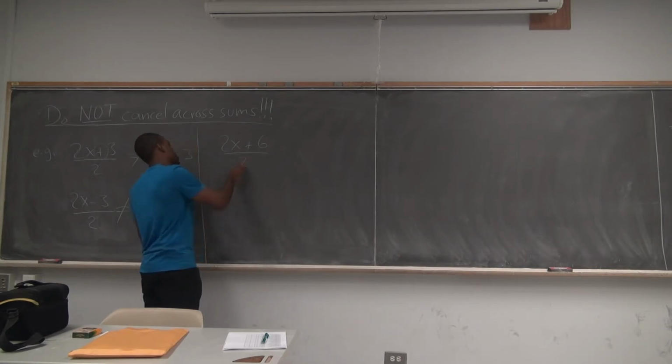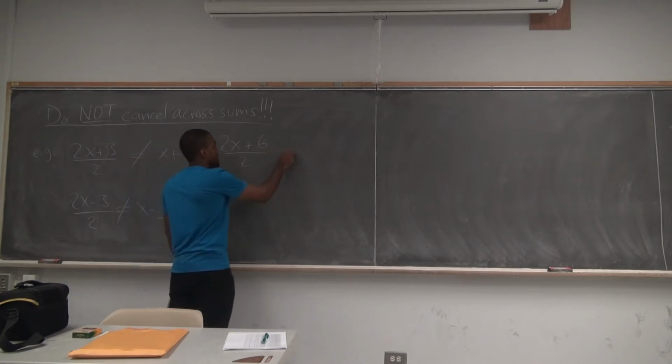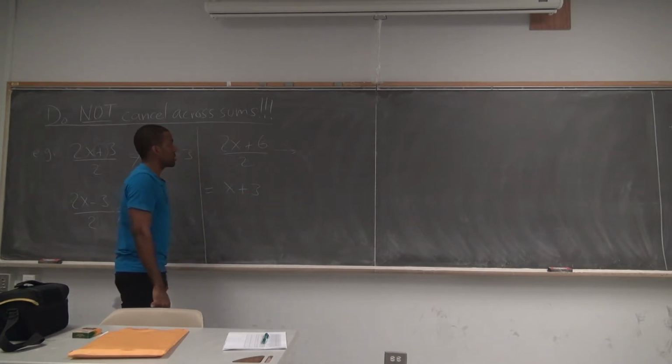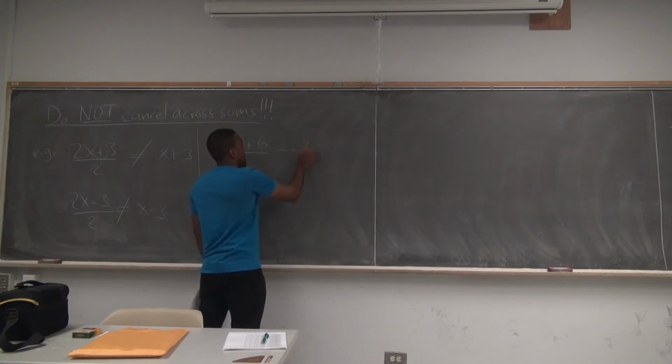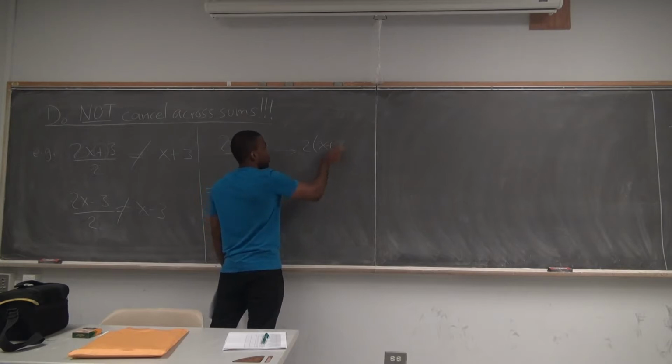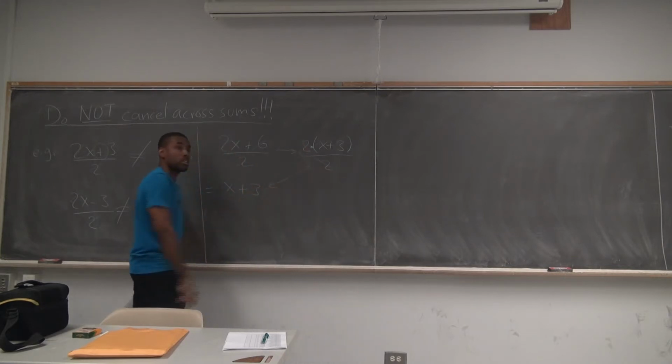And I might say, oh, boom, boom, boom, and then I go x plus 3. I didn't cancel across sums, right? What actually happened here? How did I simplify? I factored out, this is probably the way you want to think about it, I factored out the 2, which is a common term. And now there's a multiplication here. You can cancel. And then you end up with this, right?